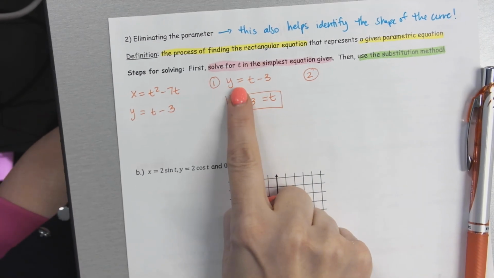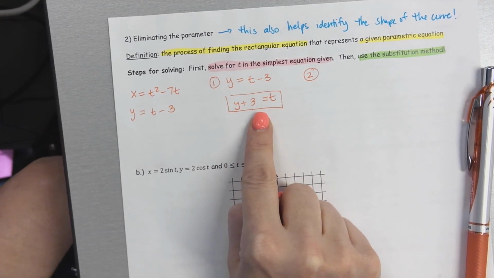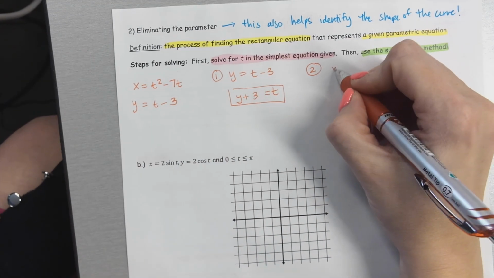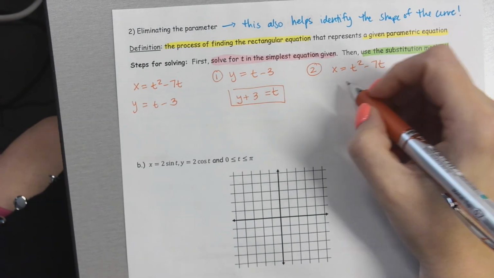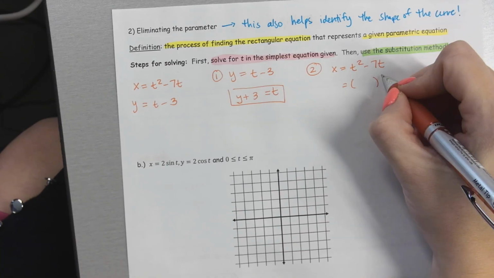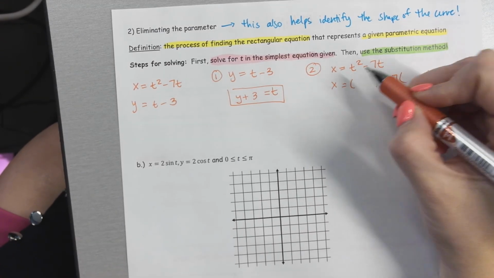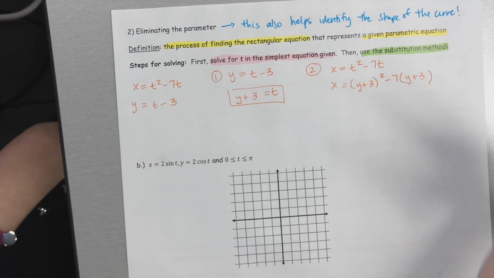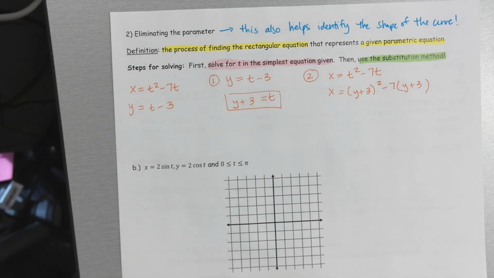Okay, so when you're doing substitution, you take one equation and you solve it for t, and then you have to take this and you plug it into the other equation. So you're going to plug it in for t into x equals t squared minus 7t. Okay, so I want you to simplify that. Is that what you meant by it?